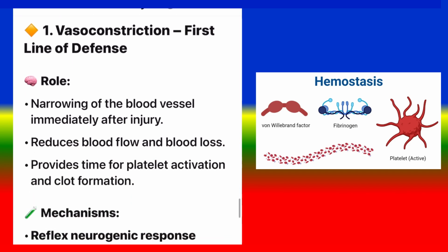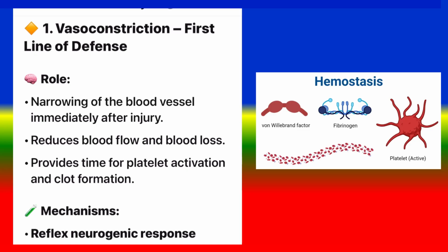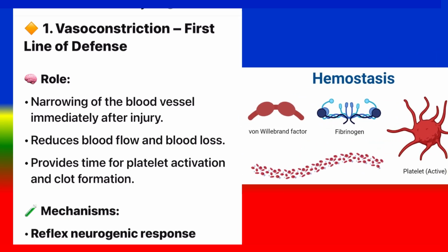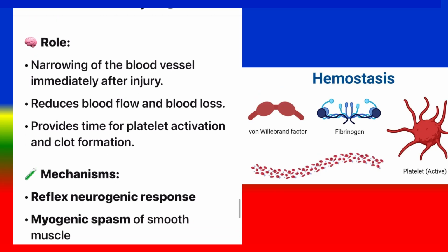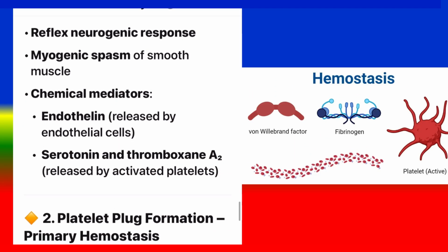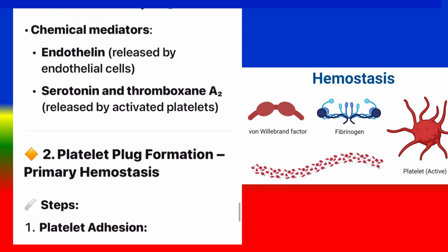1. Vasoconstriction, first line of defense. Role: narrowing of the blood vessel immediately after injury, reduces blood flow and blood loss, provides time for platelet activation and clot formation. Mechanisms: reflex neurogenic response, myogenic spasm of smooth muscle, chemical mediators, endothelin, released by endothelial cells, serotonin and thromboxane A2, released by activated platelets.